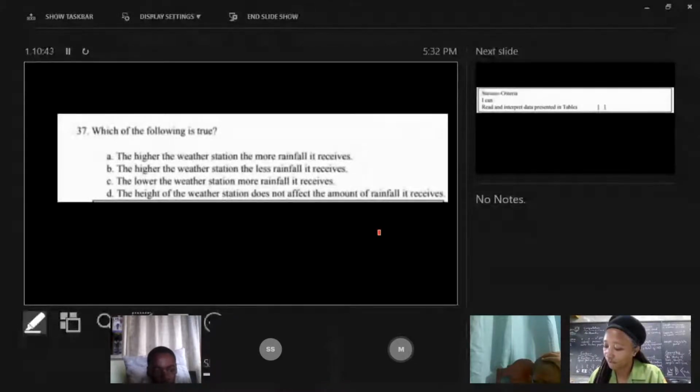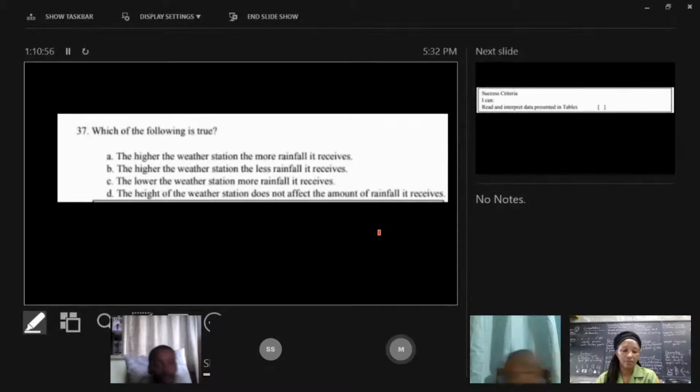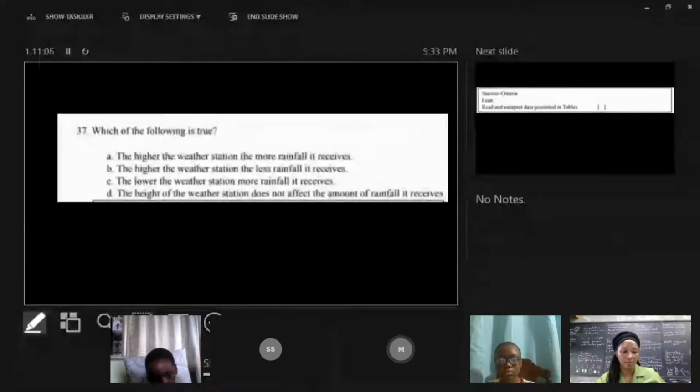A. The higher the weather station, the more rainfall it receives. B. The higher the weather station, the less rainfall it receives. C. The lower the weather station, the more rainfall it receives. D. The height of the weather station does not affect the amount of rainfall it receives. Miss, I would say A. The higher the weather station, the more rainfall it receives.